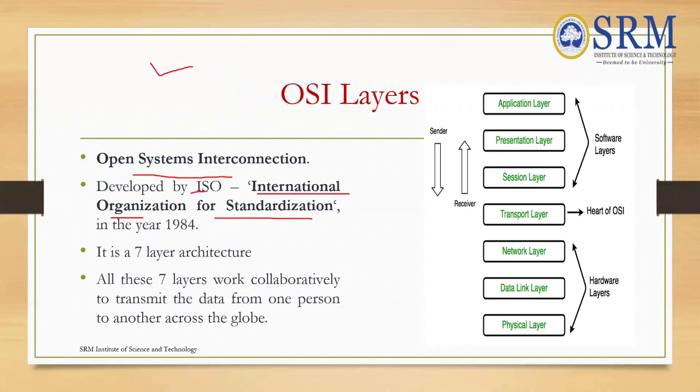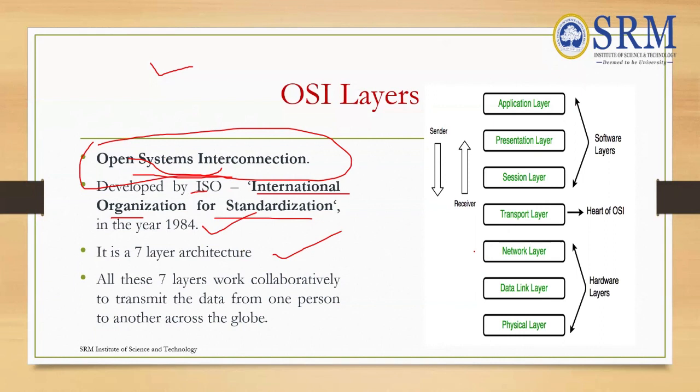Likewise, the ISO standard defined the OSI layer standard for communication purposes in 1984. This is the 7-layer architecture. We have seen what the layers are in the OSI model.